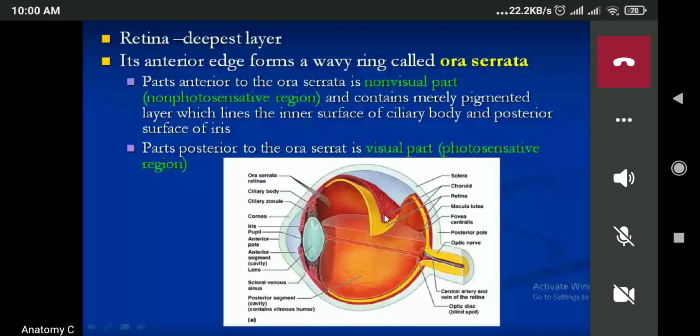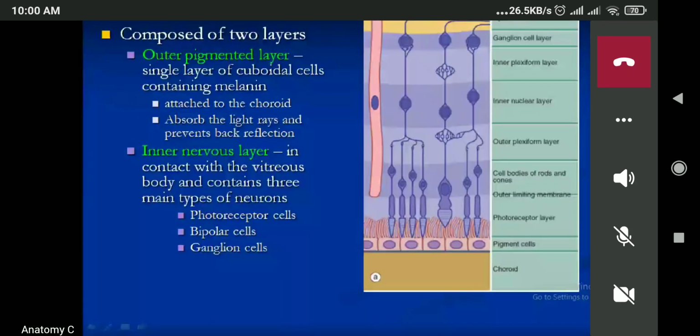You have already learned about the histology of the retina. It is mainly composed of two different layers: the outer pigment layer and the inner nervous layer. The outer pigment layer consists of a single layer of cuboidal cells, attached to the choroid. You can see the vitreous body here, and this is the histological structure of the retina, with the outer part and the inner part.